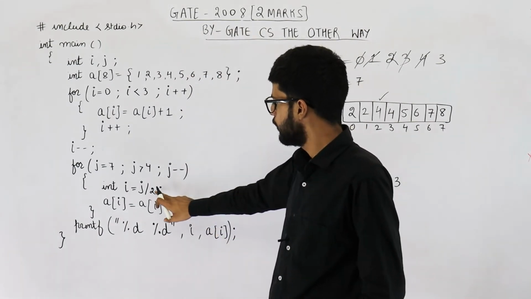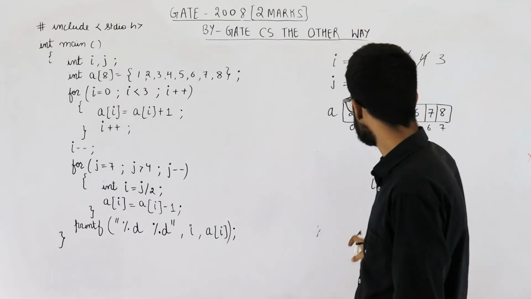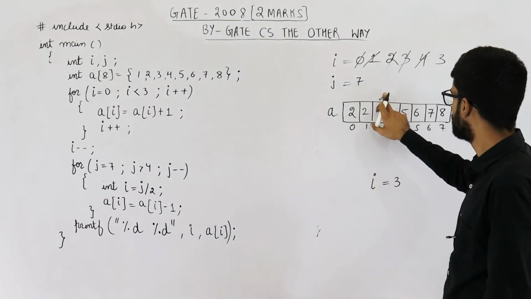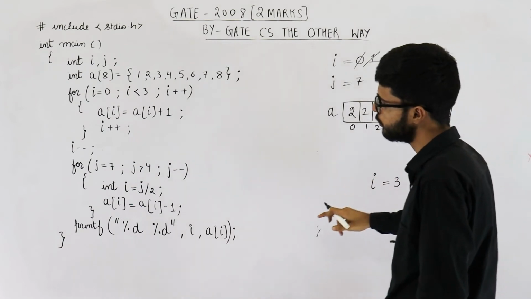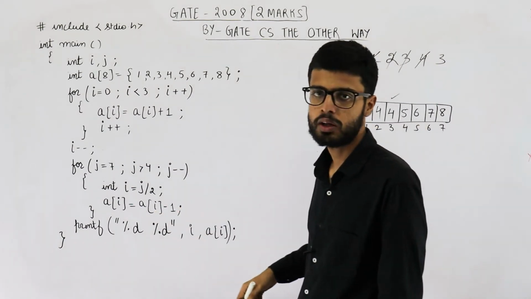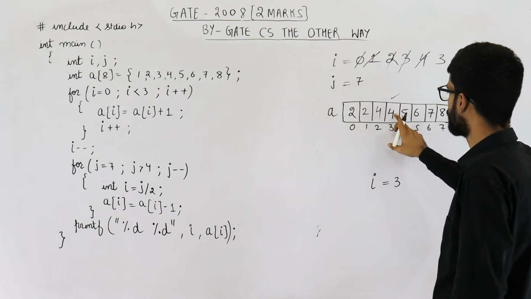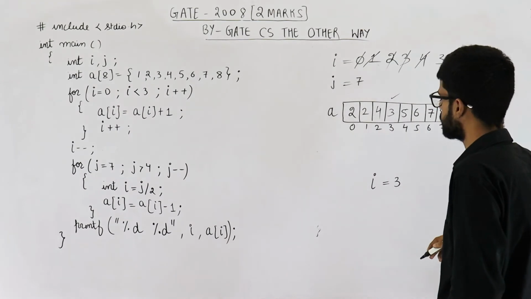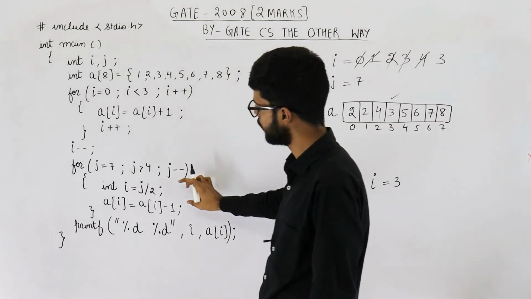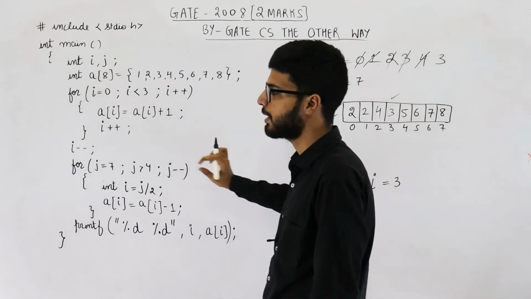Next line is a[i] = a[i] - 1. That means a[3]. So a[3] is this location. We have to update it and save a[3] - 1 at this place. What is a[3] - 1? 4 minus 1, that is 3. So it is updated to 3 like this. Now you have executed the body of the loop. It's time to execute the update expression j--.